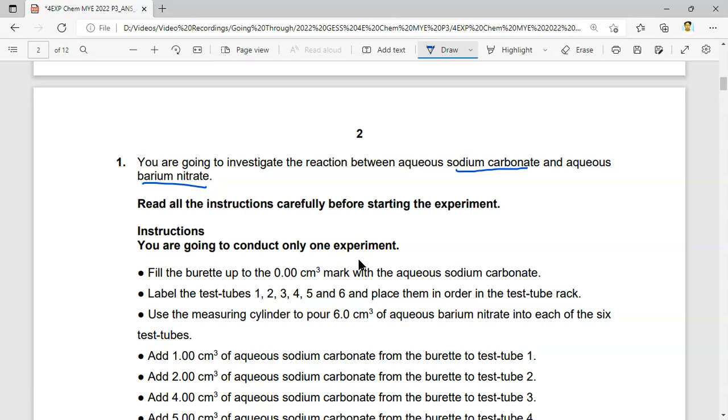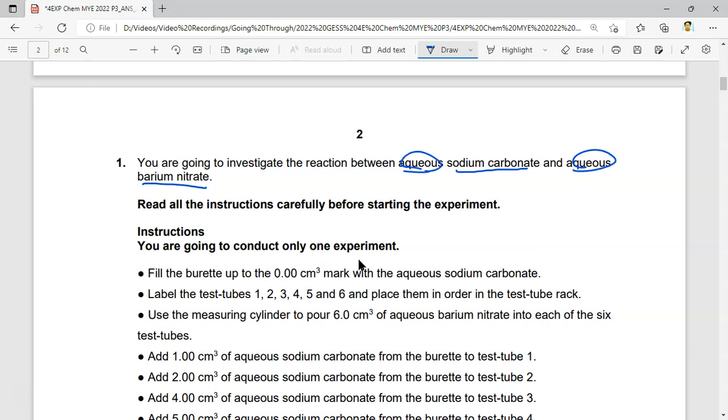So what I have is aqueous sodium carbonate and then aqueous barium nitrate. Let's write out the equation. Sodium carbonate aqueous, barium nitrate aqueous. The question you have to ask yourself is, when I put these two together, what's exactly going to happen?